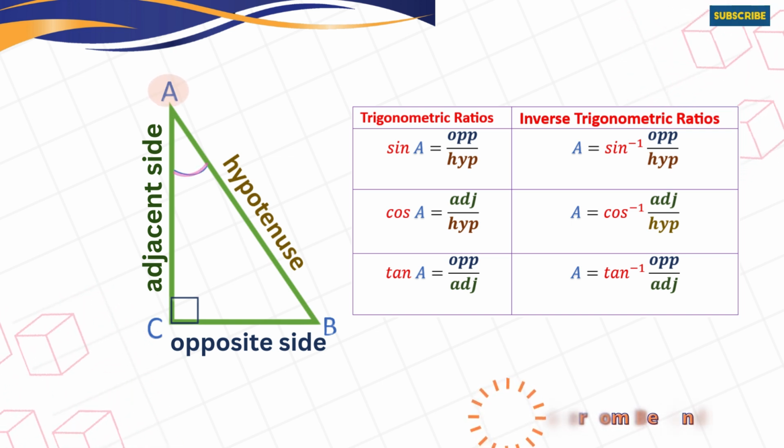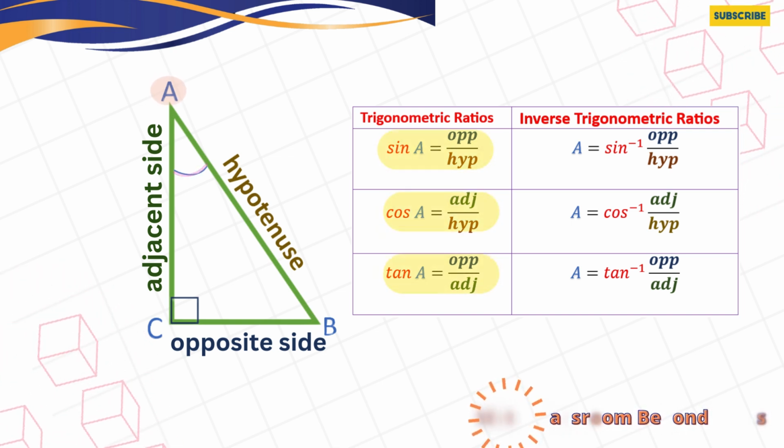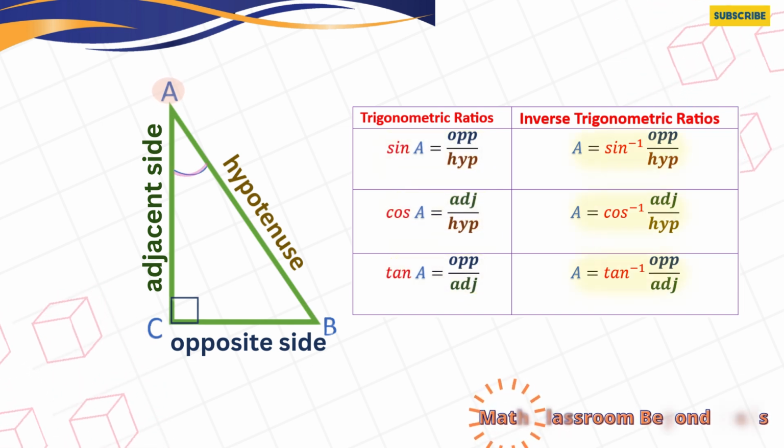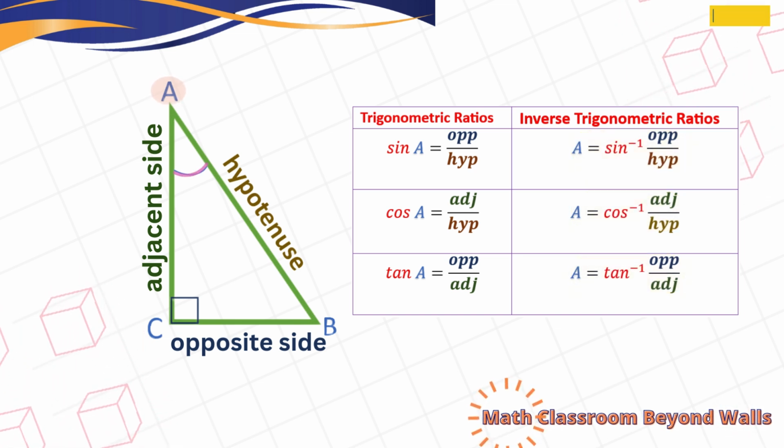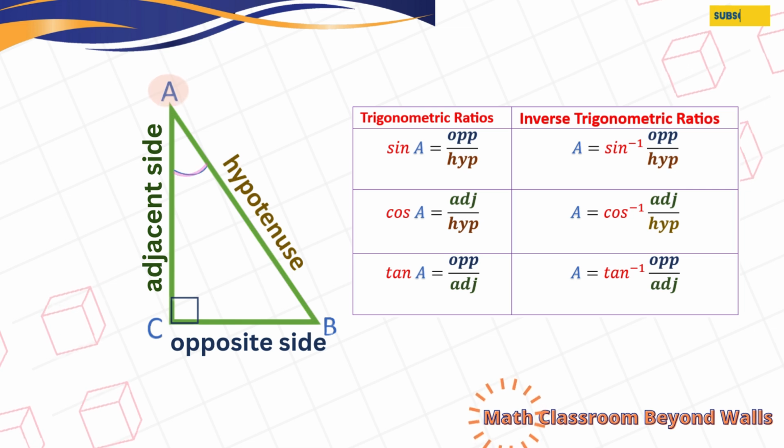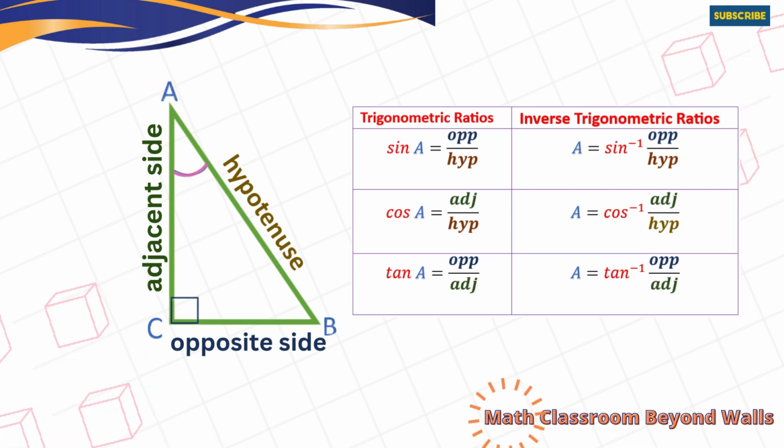If you remember the three trigonometric ratios, it is easy to write the inverses of the ratios. Thus, solving for the angle measure would be easy. Now, let us try to solve for an angle in a right-angled triangle so we will know how it is done. Let's go.